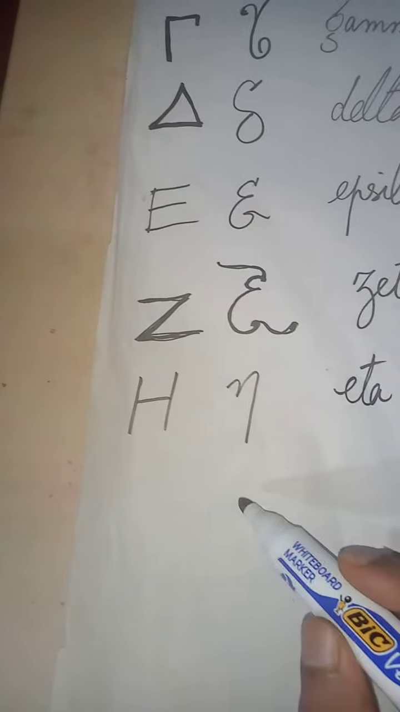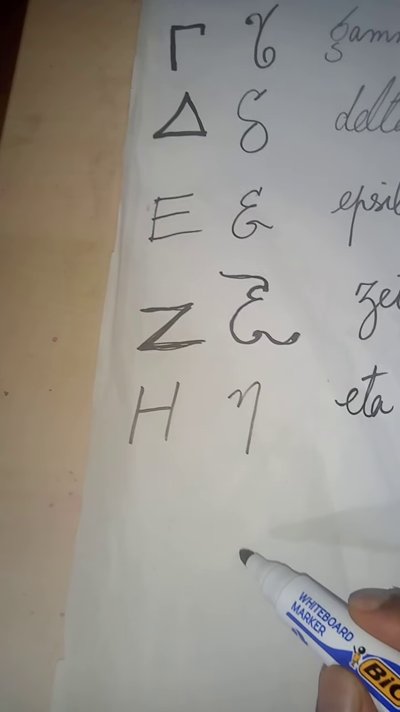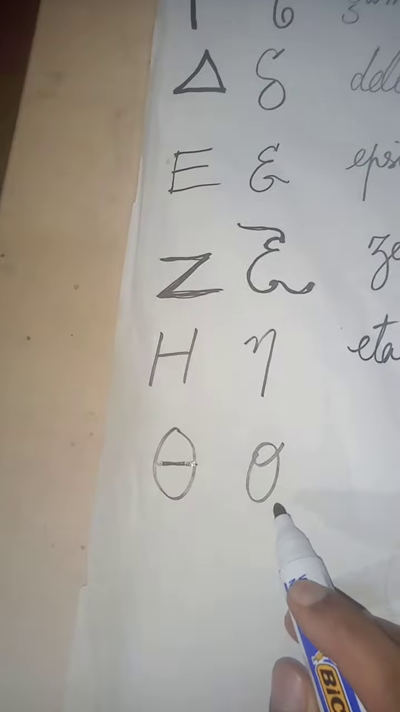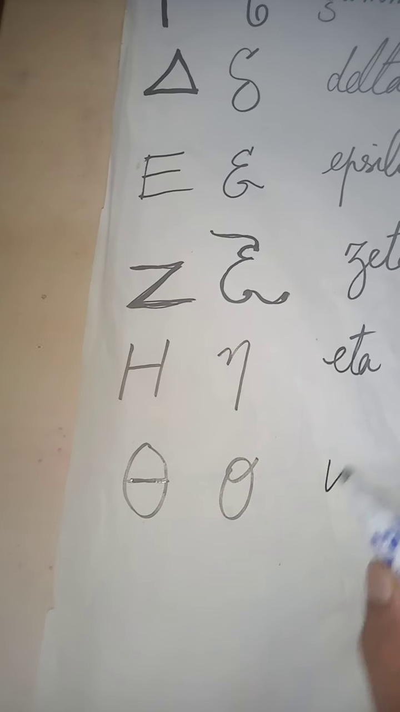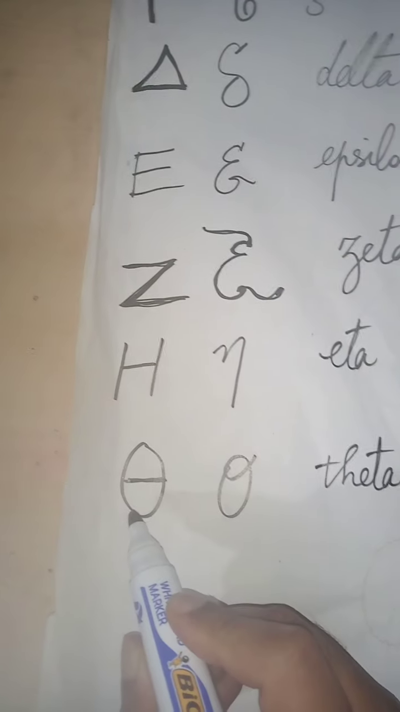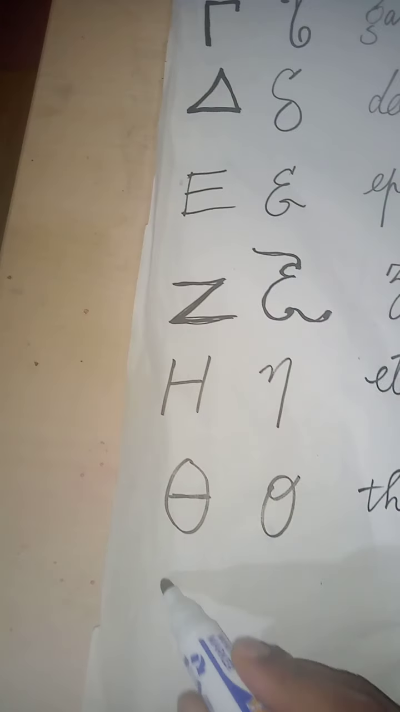And then you've got theta. So zeta, eta, theta. And the uppercase and the small case versions are quite similar. So small case, uppercase. And then you've got iota, which is basically I.